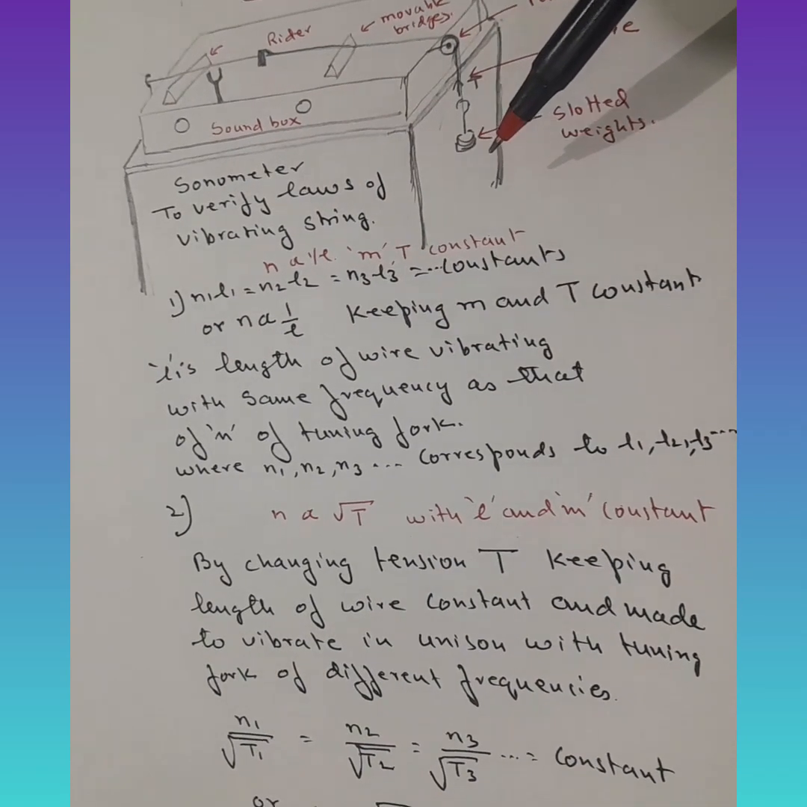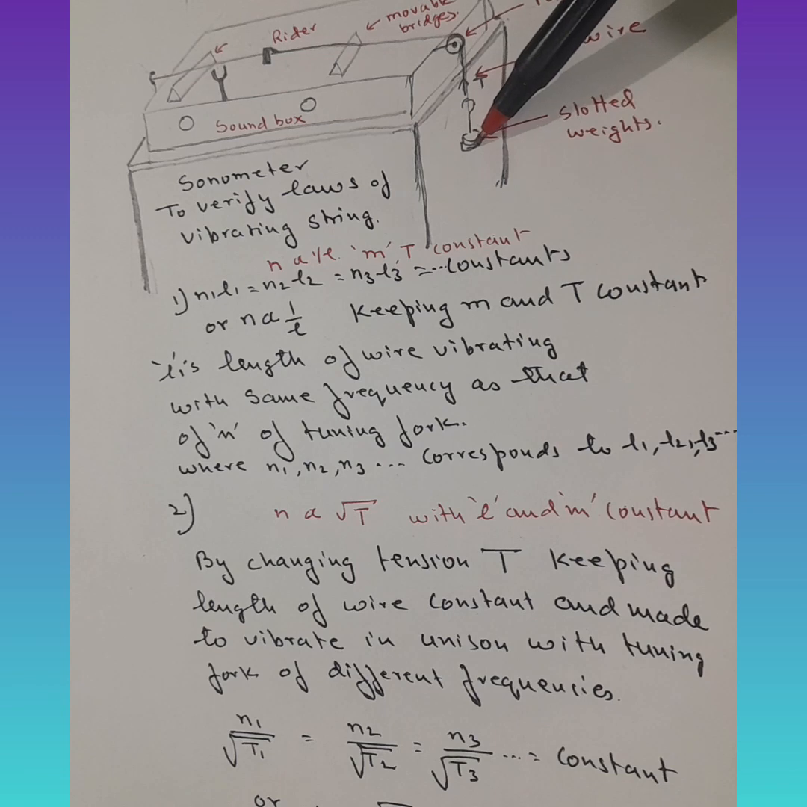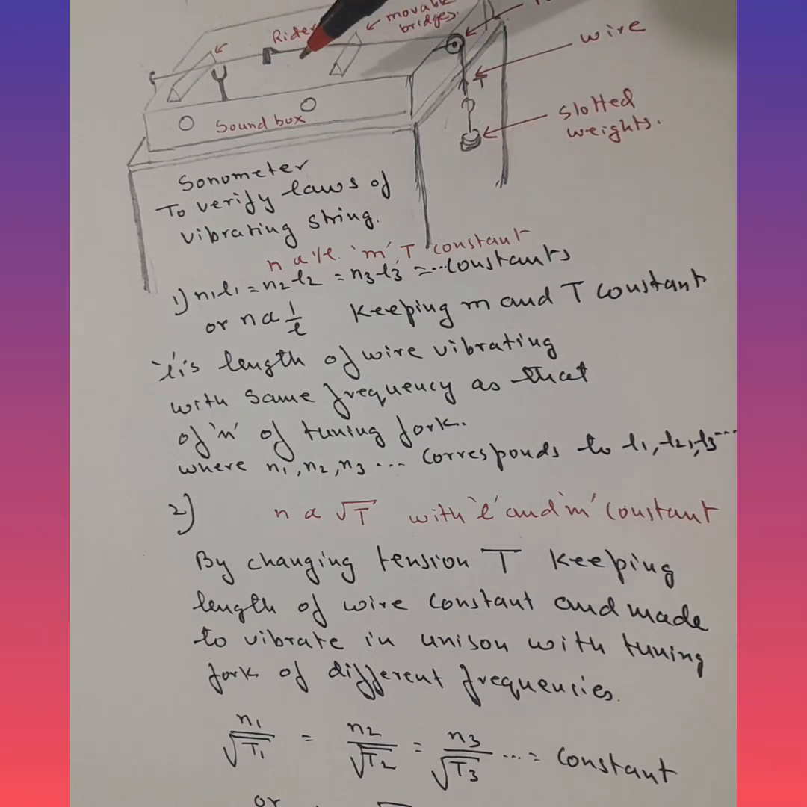So in this experiment we keep on changing the tension. By changing the tension, keeping the length of the wire constant, what we would do is strike the prong, touch it, change the tension, and find out the tension at which the rider falls. Strike it, touch it, and then again change the tension, or the slotted weight, and see at what tension it drops. So this way we can find out the tension, and the frequency of the fork is already known.